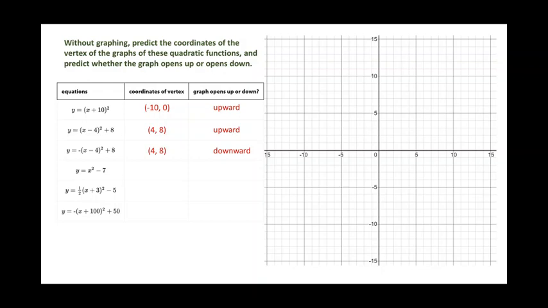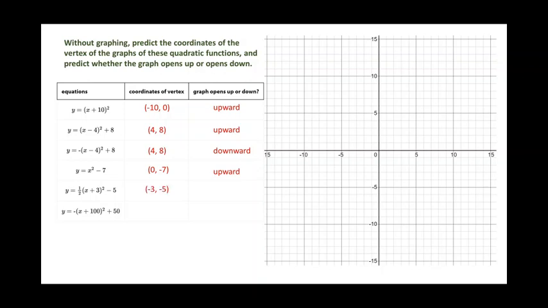For the next one, we don't have any shift left or right because it just has x squared. But then x squared minus 7 is going to give us a shift down of 7. Our vertex is 0, -7. And this graph, because the coefficient of x squared is positive 1 in particular, opens upward.